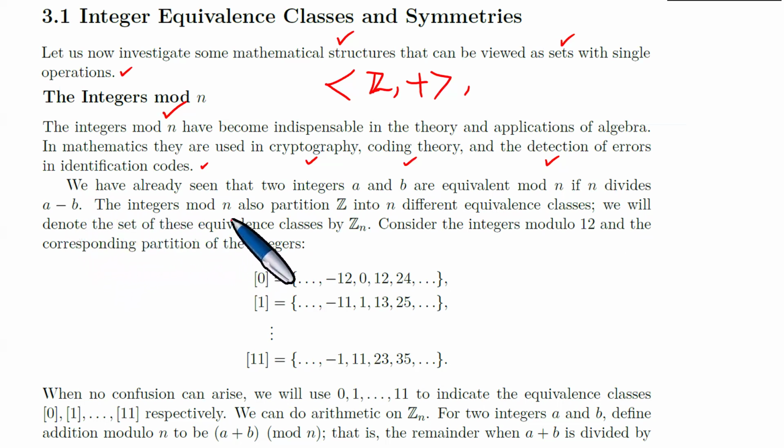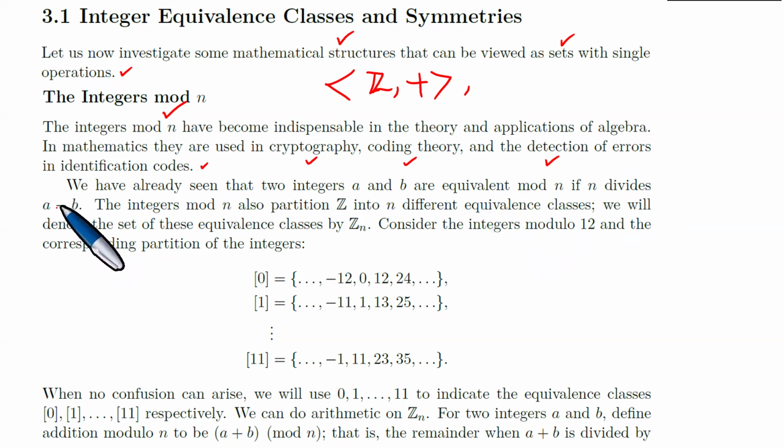The integers mod n also partition z into n different equivalence classes. Very important. So we say that two integers a and b are equivalent to each other, modulo n, if n divides a minus b. So in other words, that means a minus b must be a multiple of n for a and b to be equivalent modulo n.